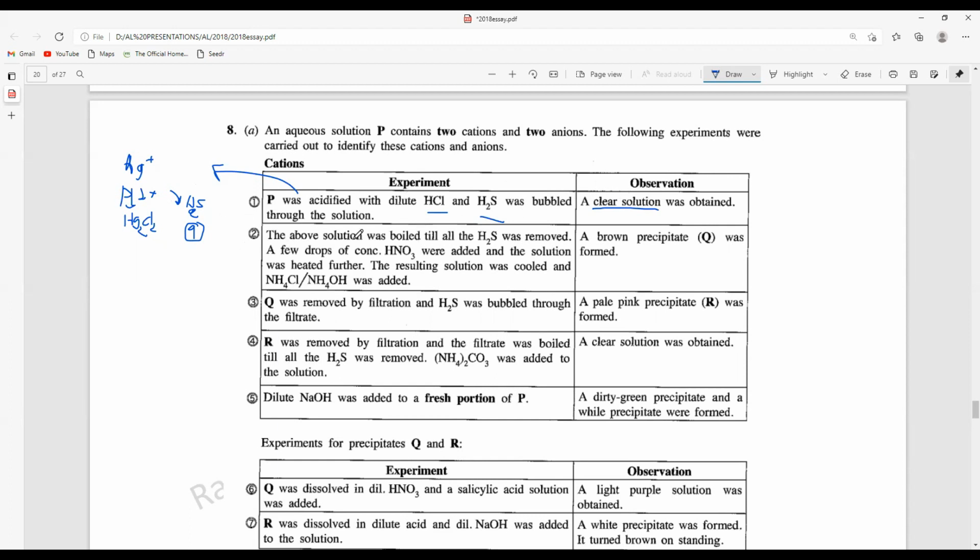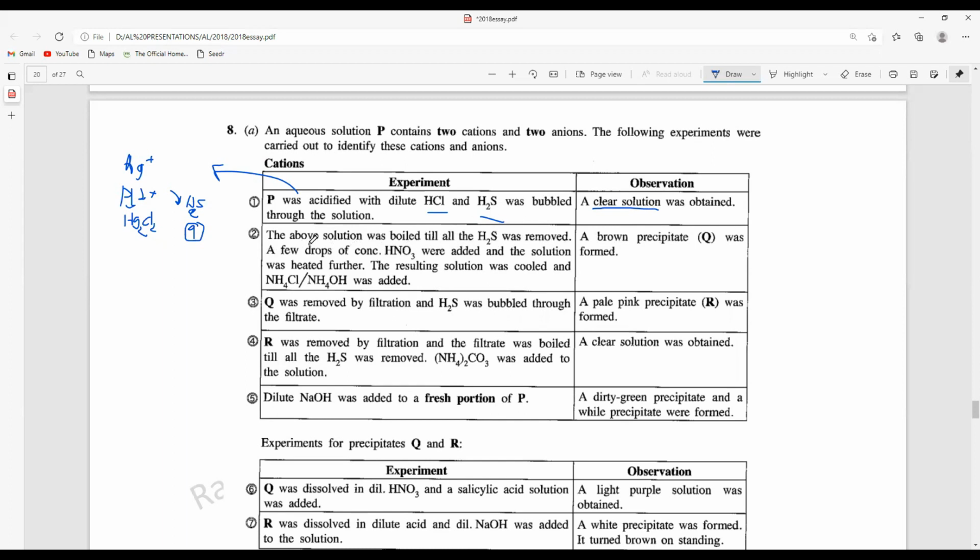And then the above solution was boiled. So first we remove H2S. If there is H2S, it can go through some other reactions. After H2S was removed, a few drops of conc HNO3 were added. When conc HNO3 is added, it is an oxidizing agent. So sometimes if you have some amount of H2S, this can oxidize H2S to sulfur, and it will be a problem for our precipitate determination. So it is not good to have H2S here.